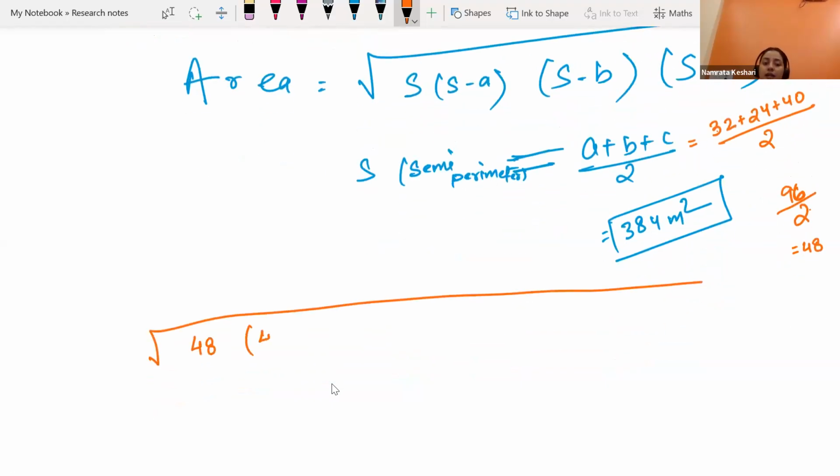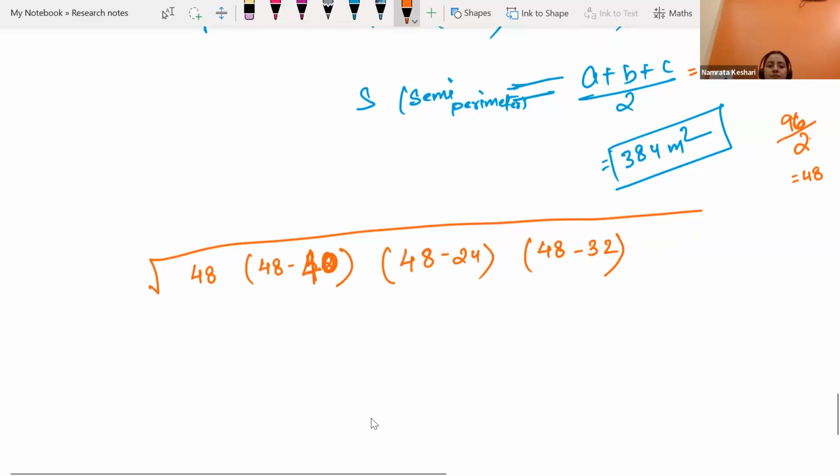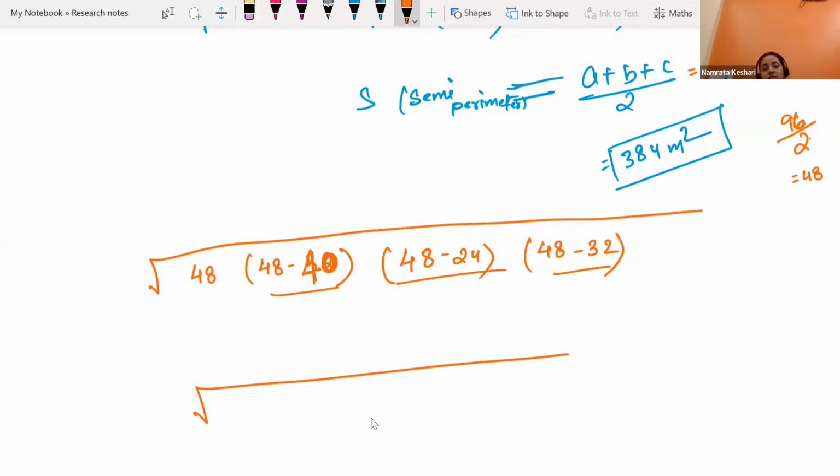Now S minus A. Our A is 40, or 32, you can take any. Our B is any number you can take. Our C is anyone you can call C. It doesn't matter at all, your answer will be the same. If your A, B, C is not matching with mine, don't worry, I have written this at last.